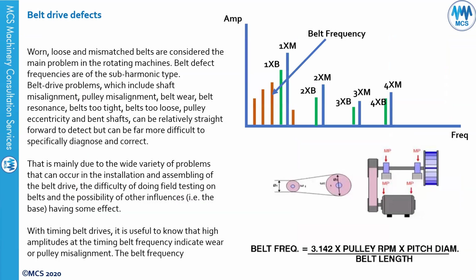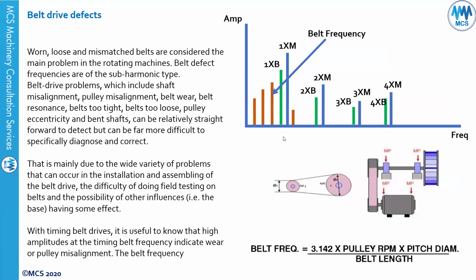The next fault we have here is the belt fault, and worn, loose, and mismatched belts are considered the main problem in the rotating machine. Belt defect frequencies are of the subharmonic type, and belt drive problems, which include shaft misalignment, body misalignment, belt wear and resonance, belts that are too tight or too loose, body eccentricity and bent shafts, can be relatively straightforward to detect, but can be far more difficult to specifically diagnose and correct. You can calculate the belt rating frequency from this equation.